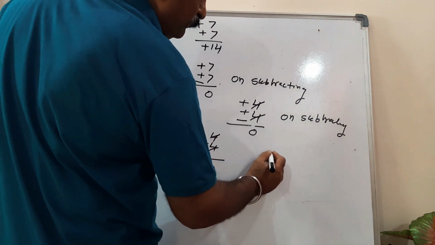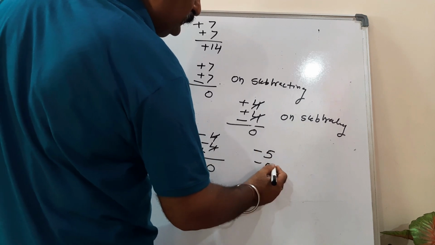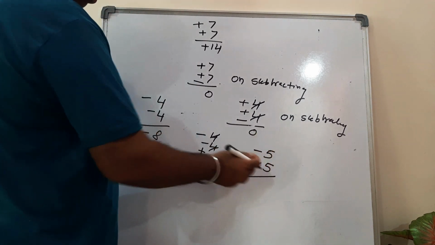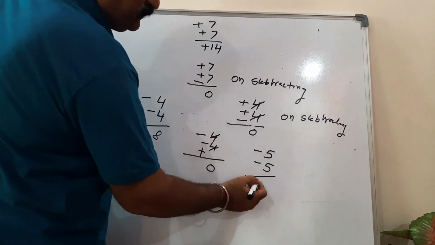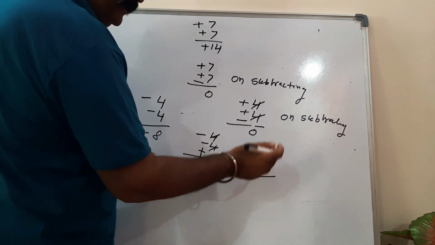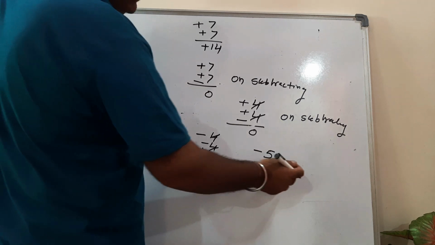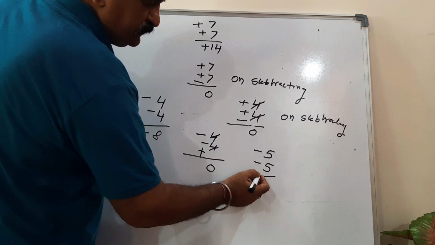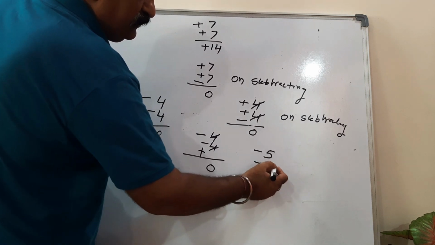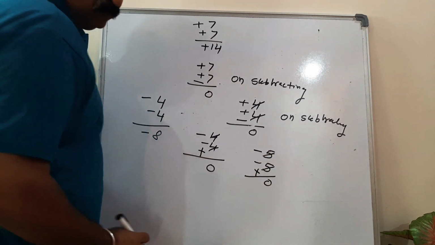Similarly, minus 5 and this is minus 5. If you write here on adding, then it becomes minus 10. But if you want to cancel it, what will you write here? On subtracting. So it gets the opposite sign, this becomes plus. Plus 5 and minus 5 becomes 0.